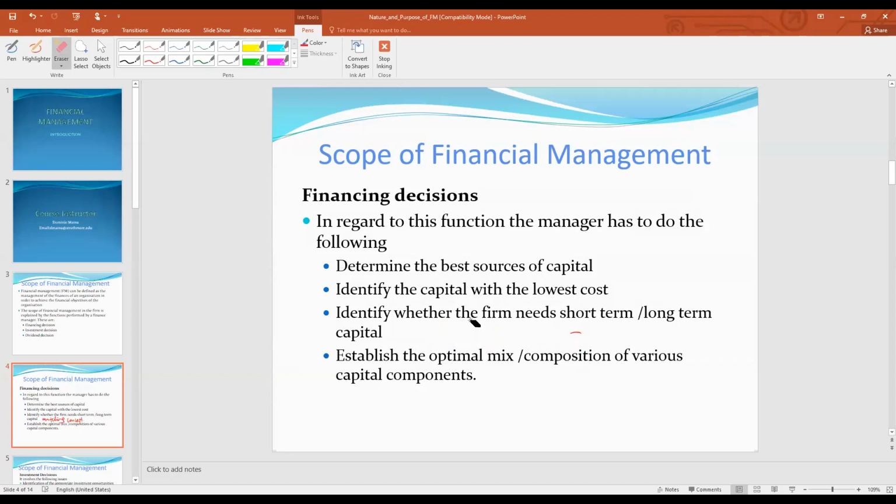So that's the decision you need to make regarding financing decision. Then the other thing you need to make regarding financing decision, of course, is to be able to establish what we call an optimal mix of the different finance sources. There's a topic we shall discuss alone under business finance, called the capital structure theory.